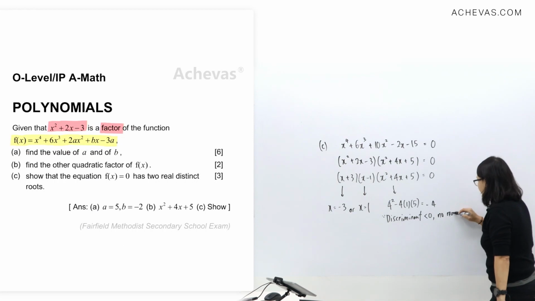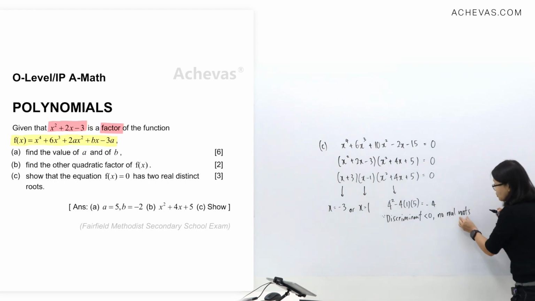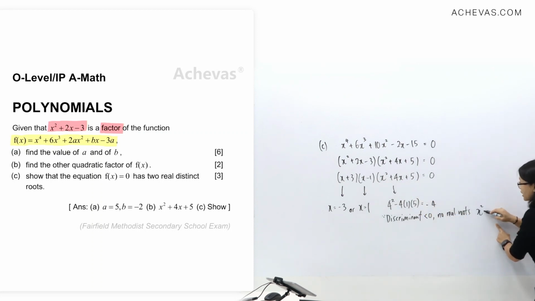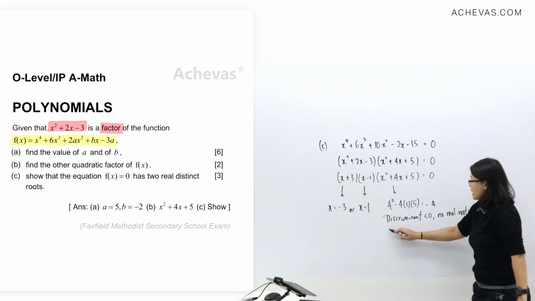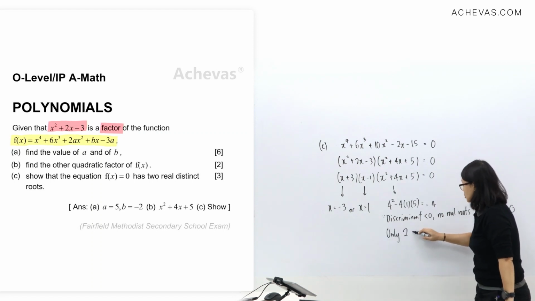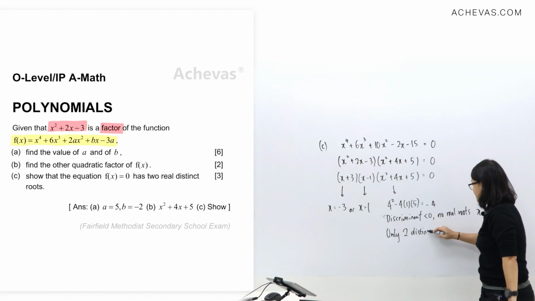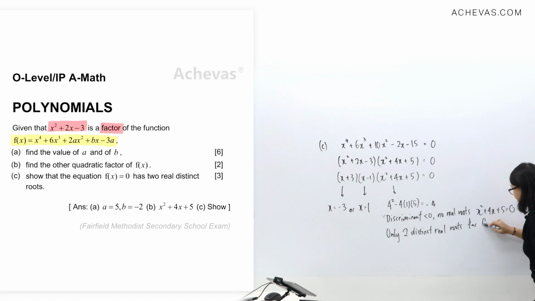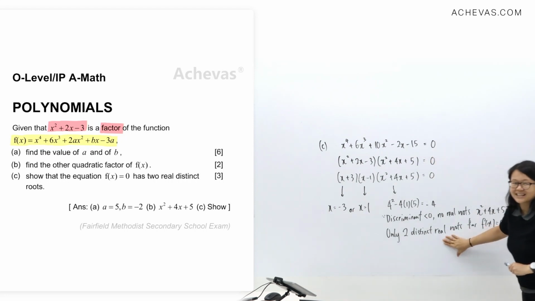There are no real roots. When we explain the word real roots, I'm going to write this one equals to 0, because it must be an equation. So x squared plus 4x plus 5 equals 0 has no real roots for the quadratic equation. Therefore, there are only two distinct real roots for f(x) equals 0. f(x) equals 0 is the polynomial in power 4 equated to 0, so we only have two distinct real roots here. That's all for this question.